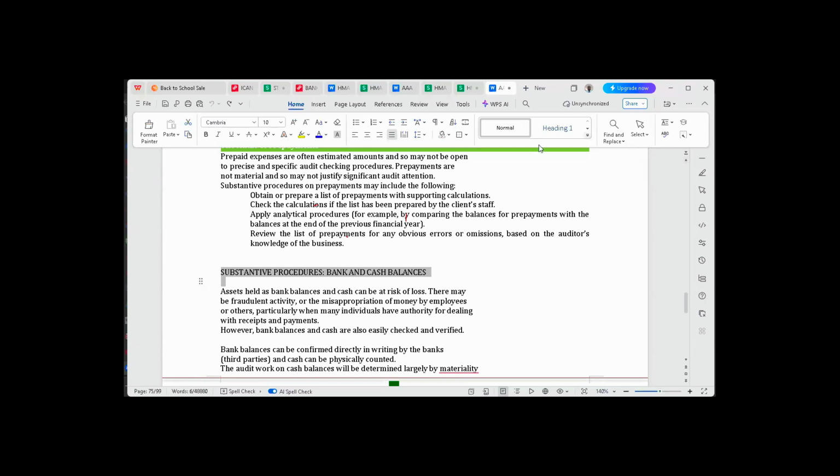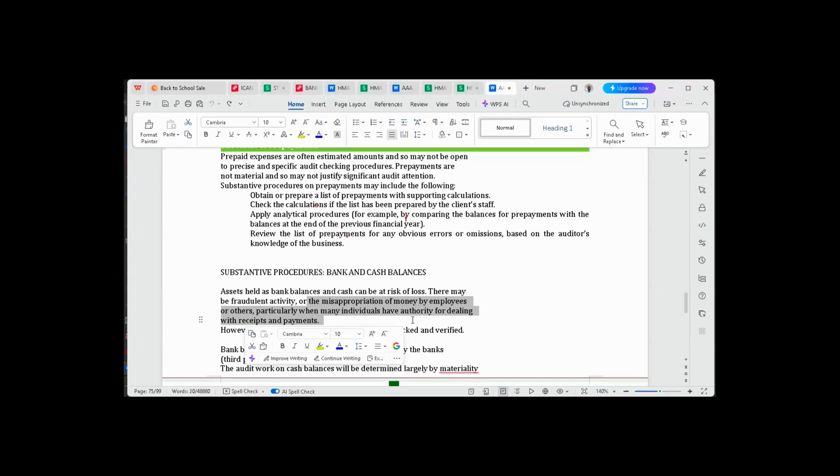So assets held as bank balance and cash can be at risk of loss, which is obvious. There may be fraudulent activities or misappropriation of money by employees or others, particularly when many individuals have authority for dealing with receipts and payments. What does that mean? That is, there is no assigned person that should be accountable or responsible for signing or approving payment. Everybody can approve. All the managers can approve money.